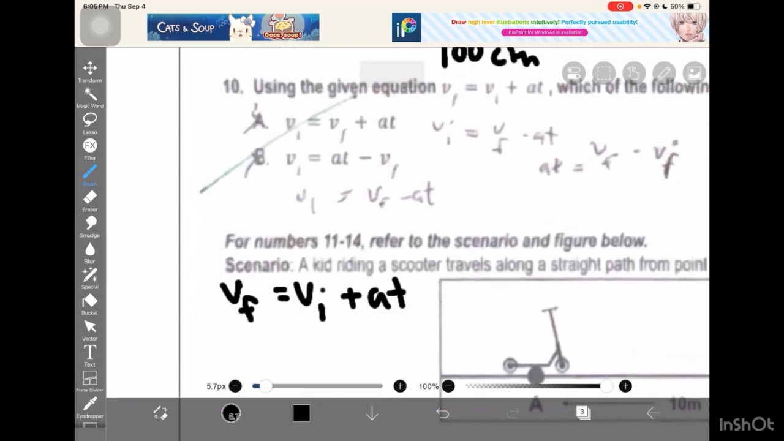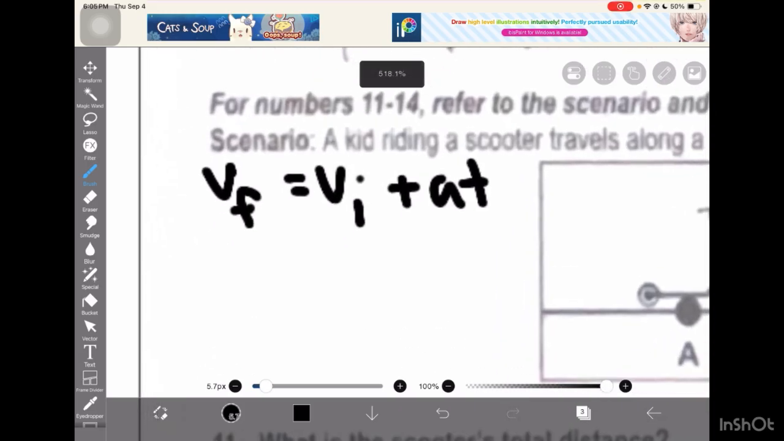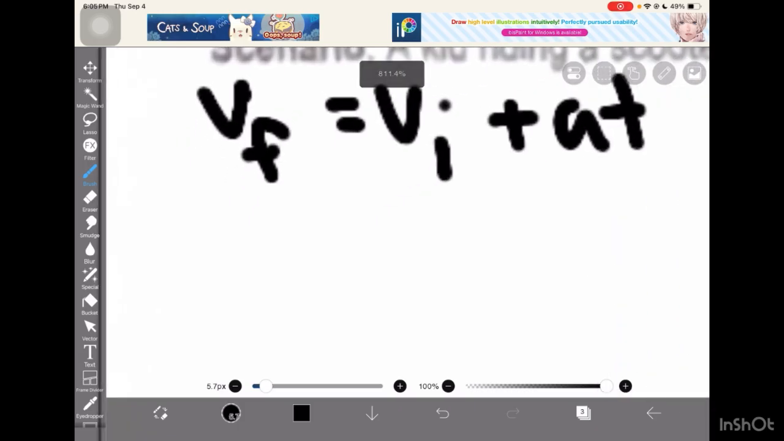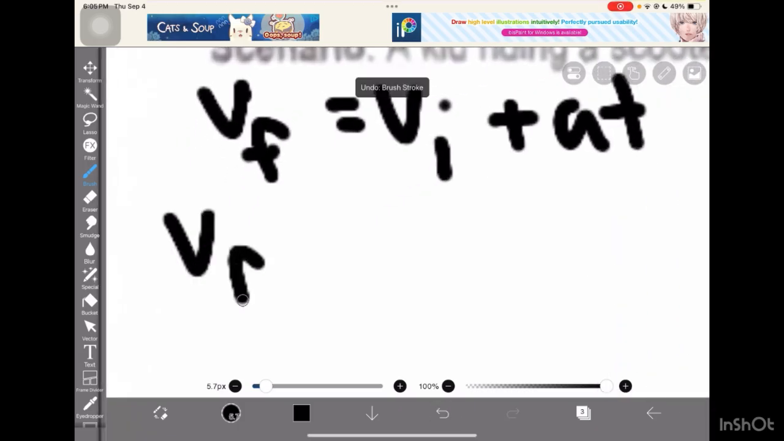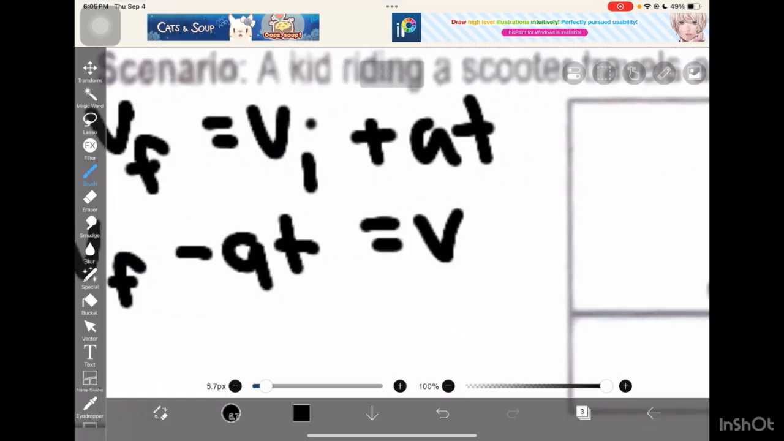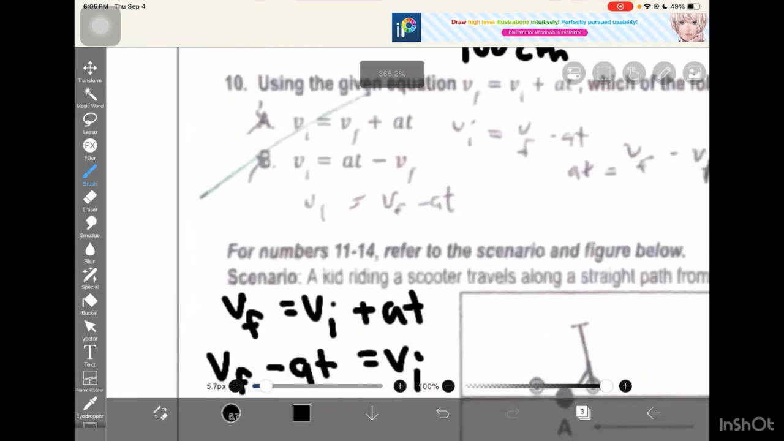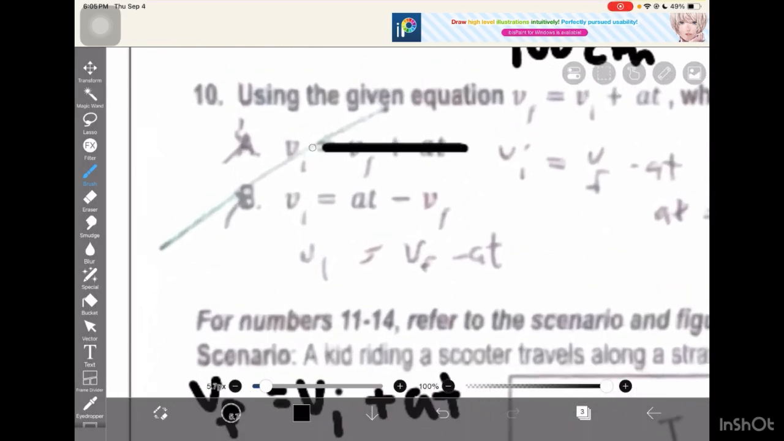So let's try to derive V sub I. So to derive V sub I, we obviously want to put AT to the other side. Since it's positive AT here, it will become V sub F minus AT because we flip the signs. So V sub I is equal to V sub F minus AT. But as you could see over here, V sub F plus AT. So this one is wrong.